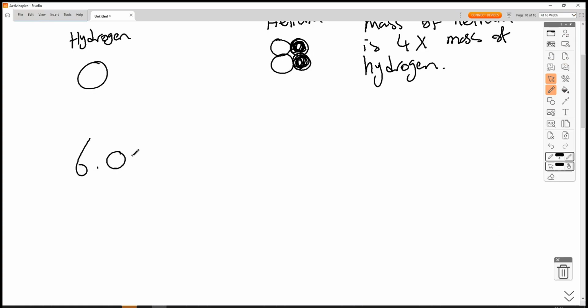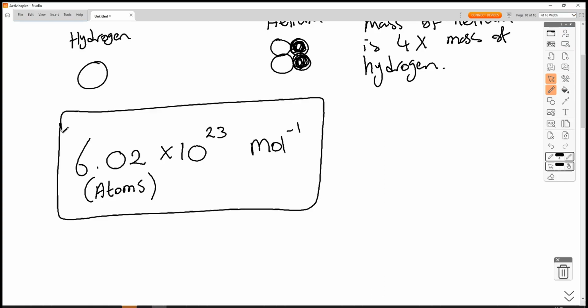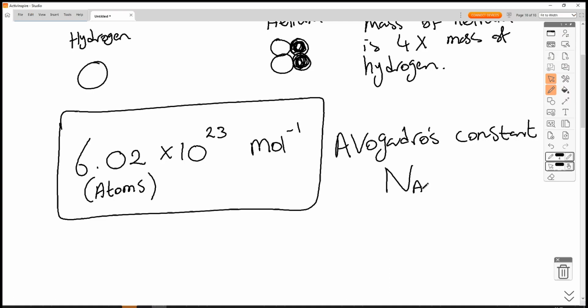So 6.02 times 10 to the power of 23, and these are atoms, is inside 1 mole. So this number is called Avogadro's constant, and we use the symbol Na for Avogadro's constant.